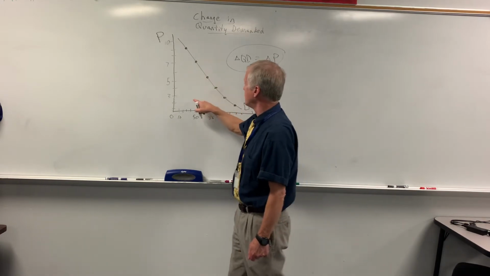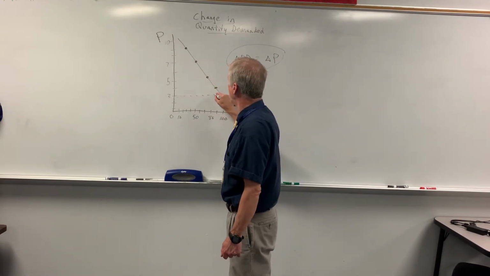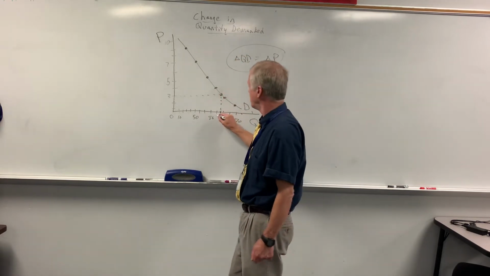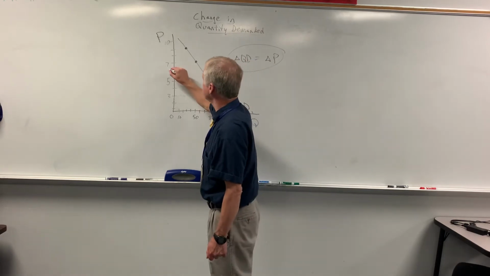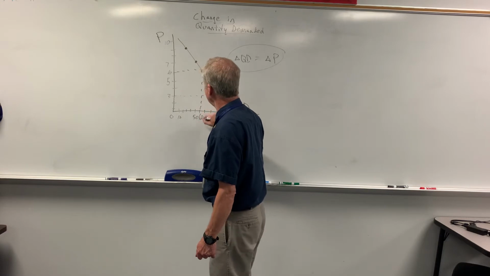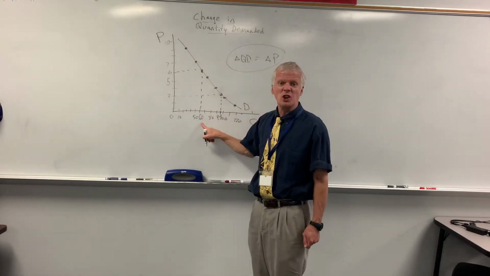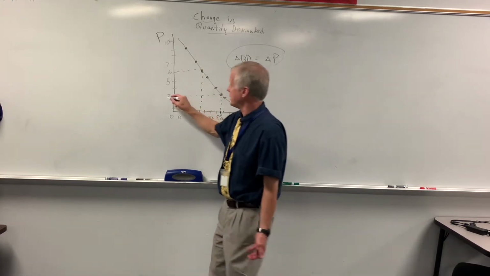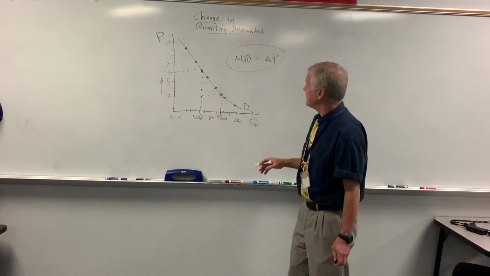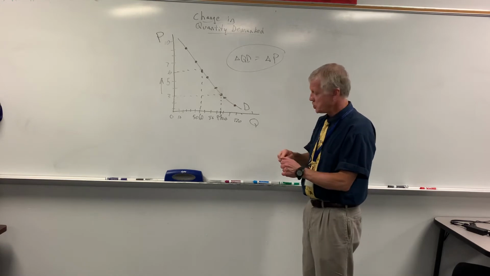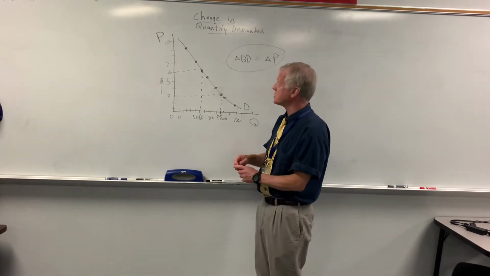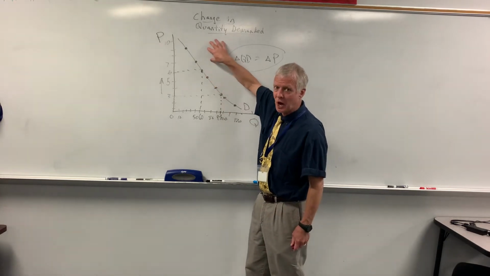So if the price was 3, the quantity demanded would be about 95. If the price goes up to 6, the quantity demanded is going to be about 60. That was a change in quantity demanded because the only thing that changed was a change in price. That was it. There's a different concept we're going to teach you called a change in demand. That's when something else changes besides the price of this product.